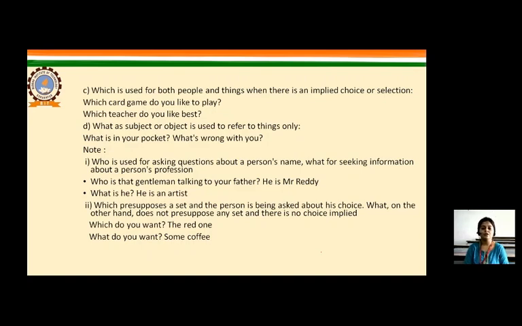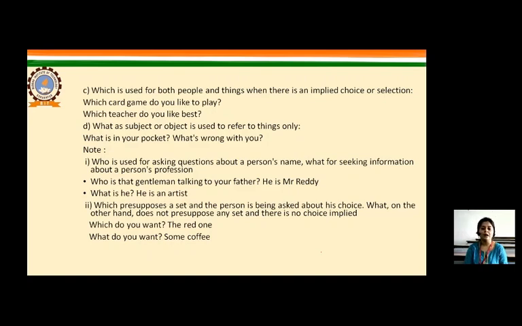Like which card game do you like to play? So there are n number of games, and out of that you are asking which particular game do you like to play? Again you have which teacher do you like best? So there may be 5 teachers, 6 teachers who are teaching you, and you are asking which particular teacher out of them do you like.